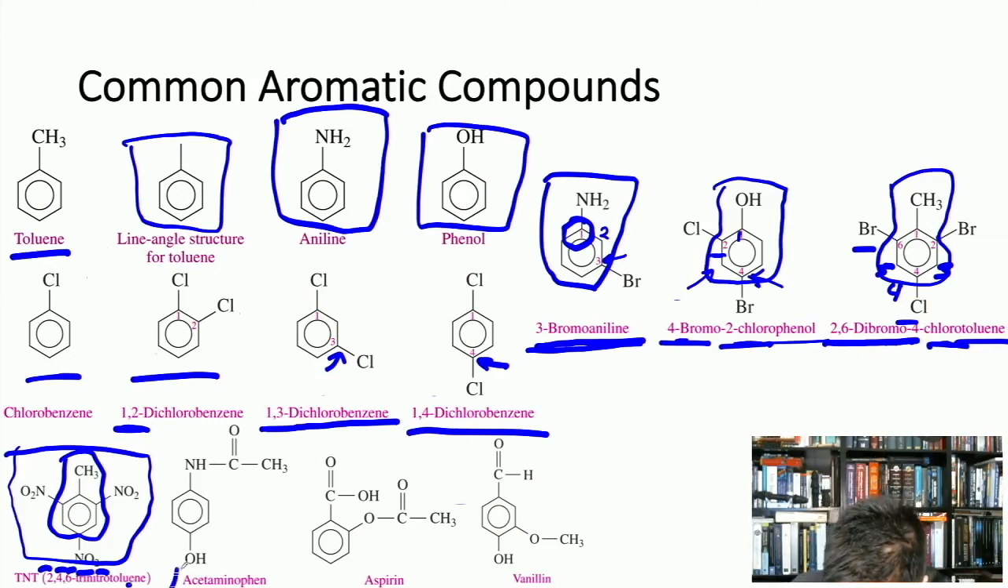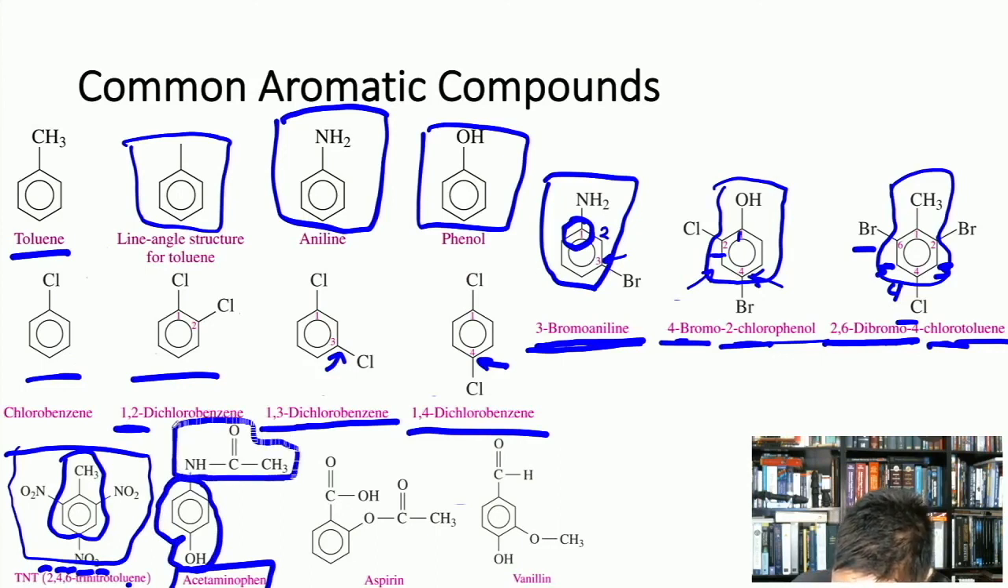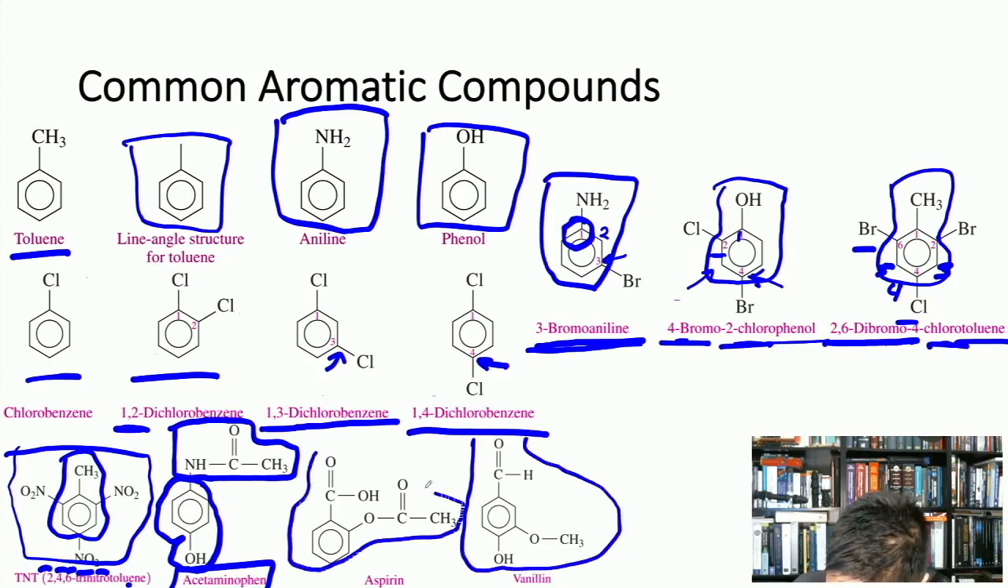Here's acetaminophen, which is Tylenol. That's its common name. But again, we have toluene here. And the substituent connected to the toluene is this group right here, which I do not know off the top of my head. And then we have aspirin here. And then we have vanillin here. And all of these are aromatic compounds. All right.